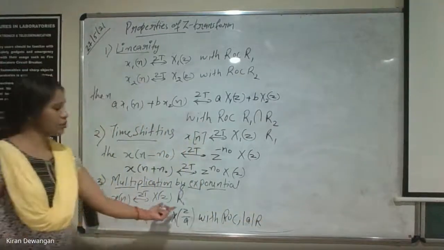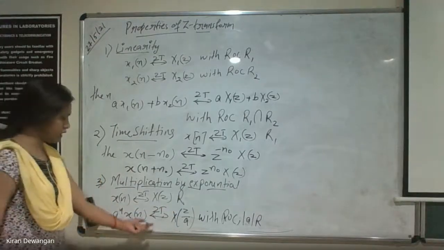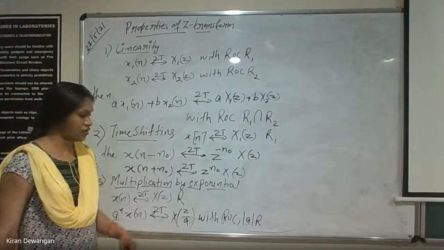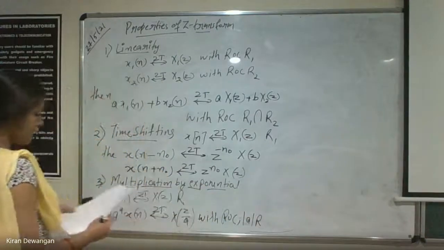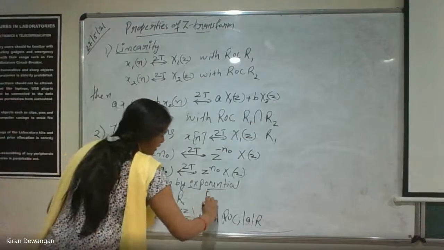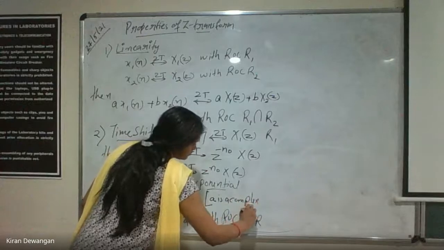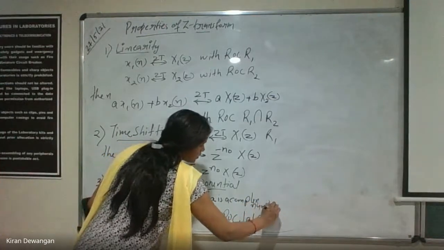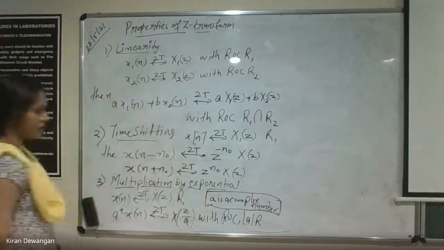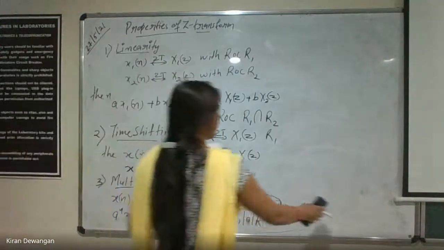Now here the ROC was R, whatever R would be. In that case, if I am multiplying a to the power n with x of n, the Z transform will be X of z by a. Whatever a will be, that will become X of z by a, and the ROC will be mod of a into R. Now in this case, a has to be a complex number, provided a is a complex number. Okay, this is very important. Then only it is applicable. Clear? So these are the three properties. Now in this one, we can continue with one more thing.